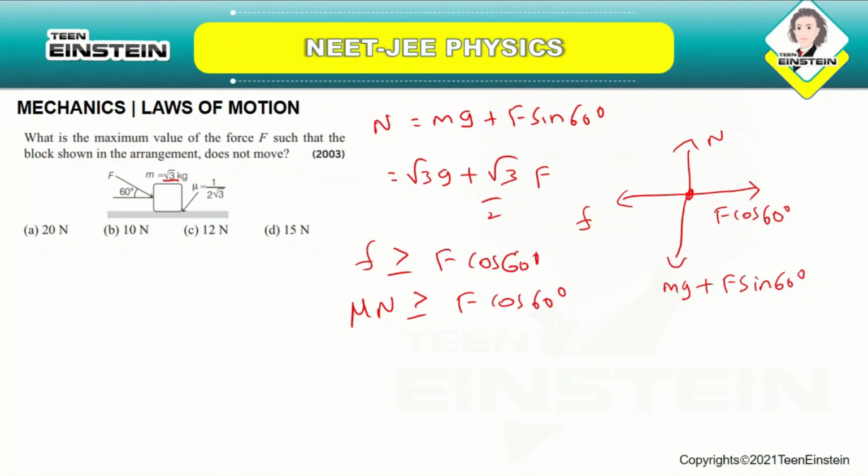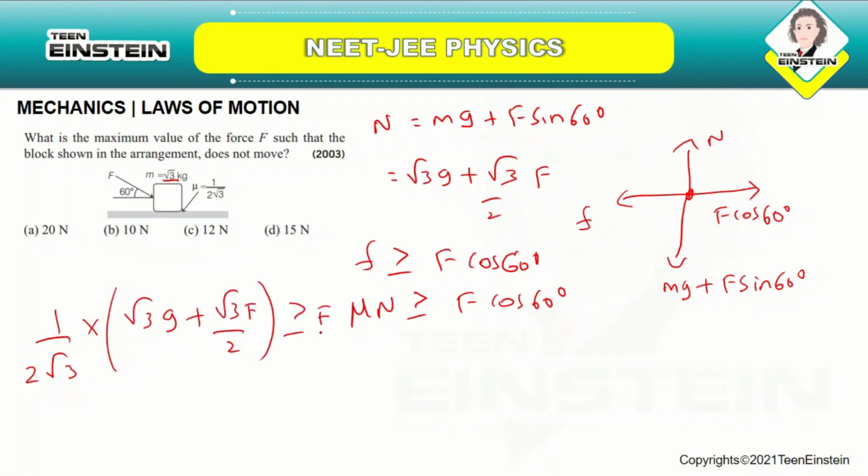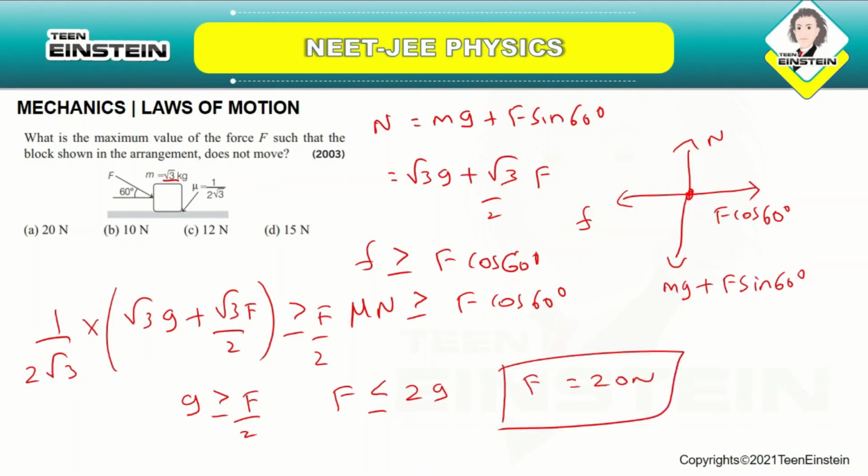Mu is given as 1 by 2 root 3. So 1 by 2 root 3 into N, which is root 3 g plus root 3 F by 2, is greater than or equal to F by 2. When you solve this, you get g is greater than or equal to F by 2, or F is less than or equal to 2g. You know the g value is 10, so F will be equal to 20 Newton. So the correct answer is option number A.